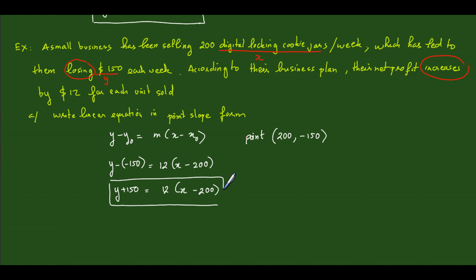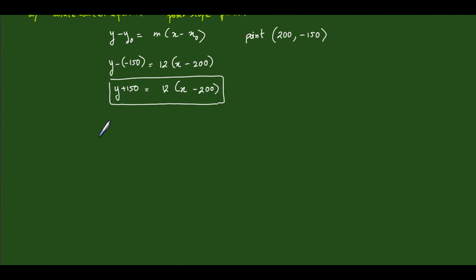Okay, there you go. So that is point slope form. Alright, part B. I want you to convert the above point slope form to slope intercept form.